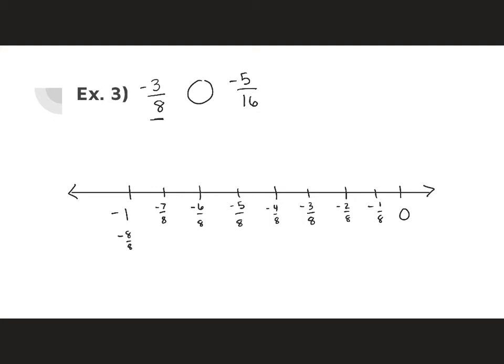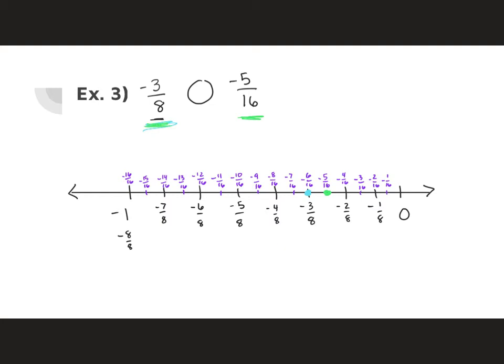All right, now that I have my eighths, I need to find my 16ths. So to do that, I'm going to divide the eighths in half, and that will give me my 16ths. So now I'm going to go ahead and label my 16ths. As you can see, I have multiple fractions that are equal to each other, because they're equivalent fractions. So now let's go ahead and plot our points. So I have negative 3/8, and I'm going to plot that one right here. Next, I have my negative 5/16. So I'm going to find that, negative 5/16, and I'm going to plot that here.